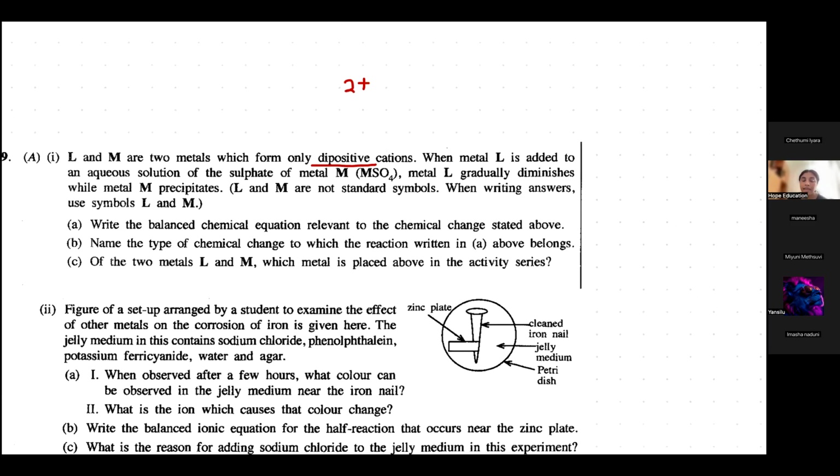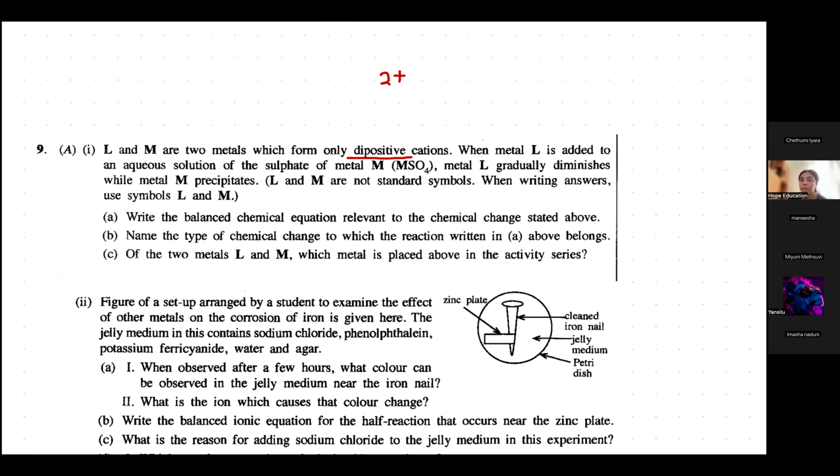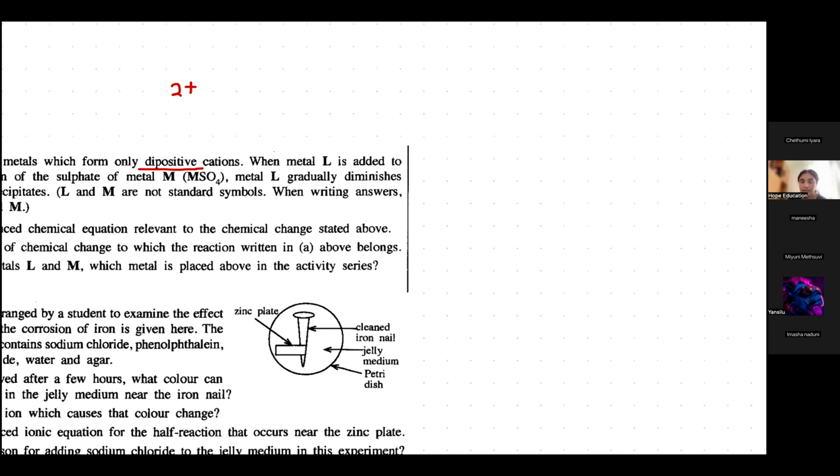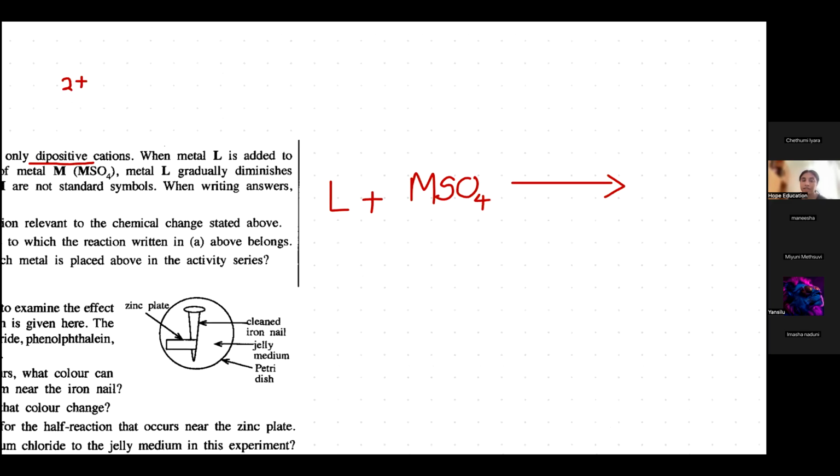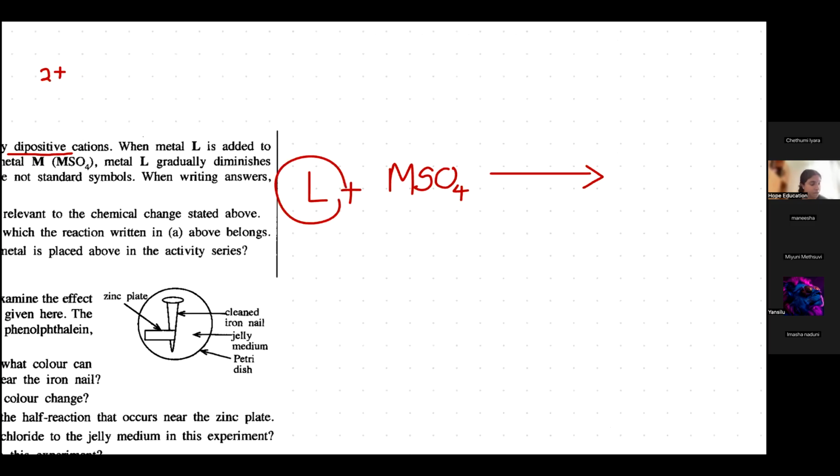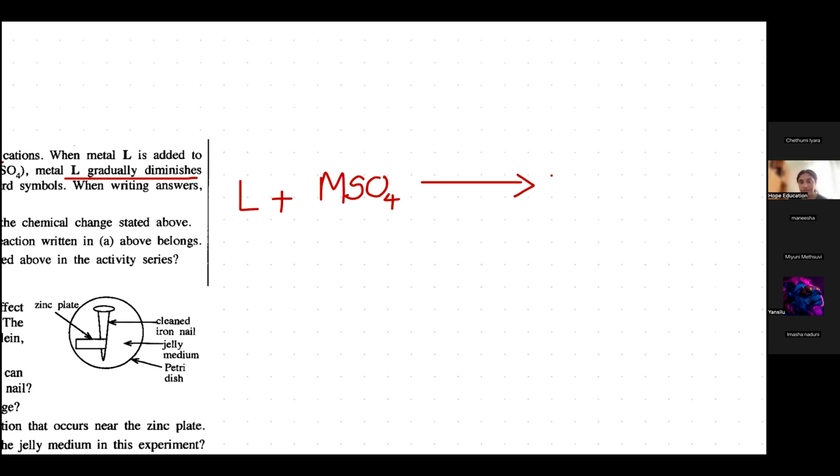When L is added to an aqueous solution of the sulfate of M, that means MSO4, what happens here is a single displacement reaction, isn't it? Because L is a metal, and M is also a metal, right? L gradually diminishes, which means L takes the sulfate. A single displacement reaction. Then M is left on its own.